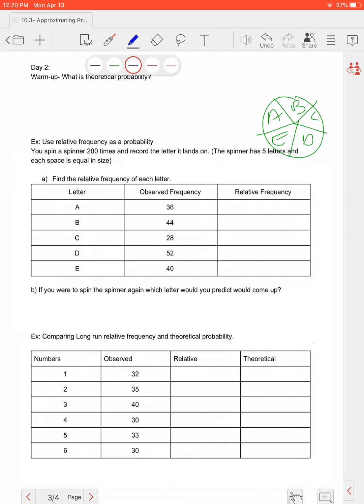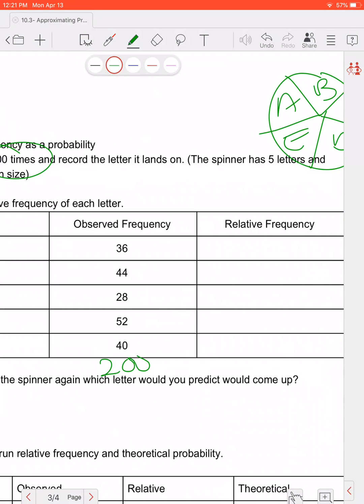In order to find the relative frequency, I need to know the total number of each of these all together. So we're going to have 36 plus 44 plus 28 plus 52 plus 40. That gives me a total of 200, which is good because at the top of my problem they told me there was 200 times, so I didn't even really have to add that up. But it was good to double check. The relative frequency, remember, is just our observed number divided by our total number. So 36 divided by 200.